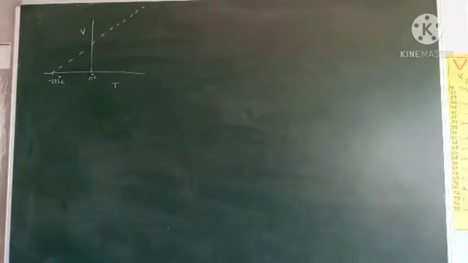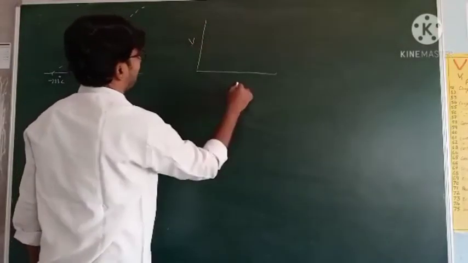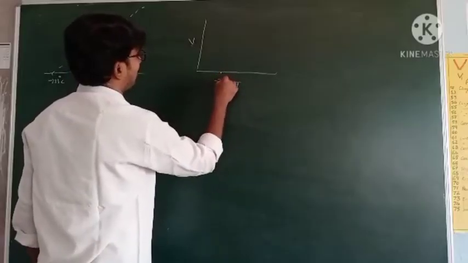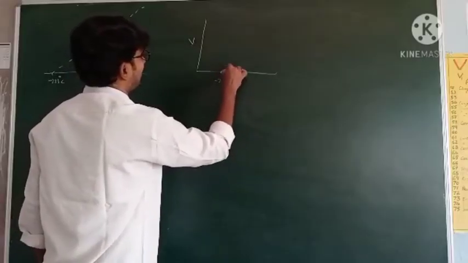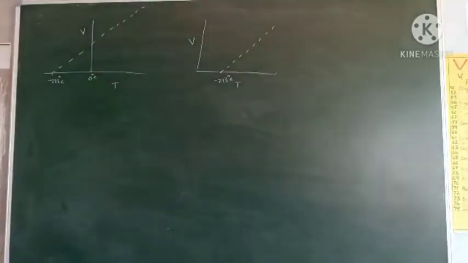Start from minus 273 degree centigrade. This one also you can write like this: volume, temperature. This is taken as minus 273 degree centigrade. This is also the same graph. Both are the same graphs. Okay.